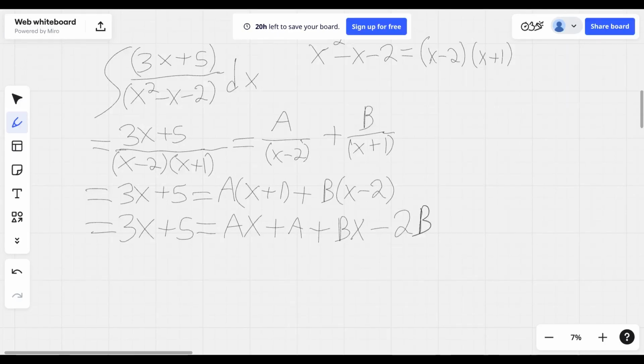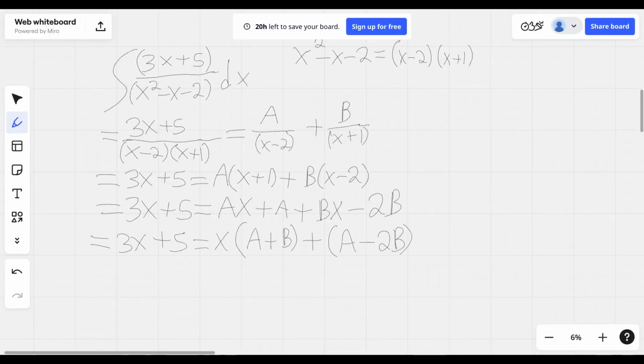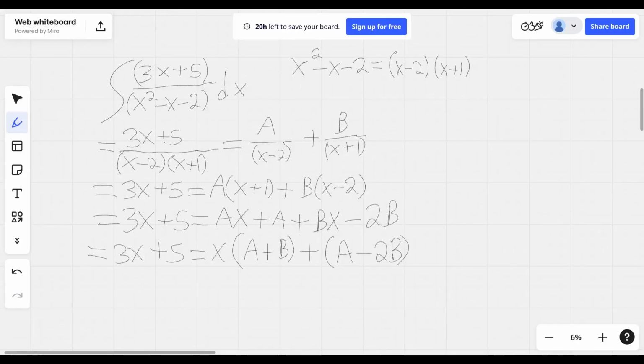Now we're going to put it in brackets and just simplify a little bit. So 3x plus 5 equals the x coefficients here, so (A plus B)x. And then in this bracket, we're going to put the constants, so (A minus 2B). There you go. And now the next step is going to be comparing coefficients.